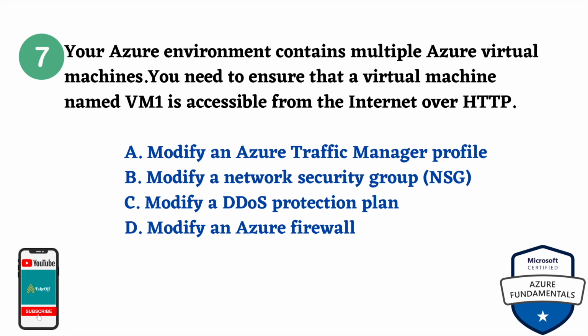A network security group contains security rules that allow or deny the inbound network traffic to or outbound network traffic from several types of Azure resources. In the question, we are asked to ensure that a virtual machine named VM1 is accessible from the internet over HTTP. To achieve this, you need to add a rule to the network security group to allow the connection to the virtual machine on port 80 for HTTP. So the answer is modify a network security group.